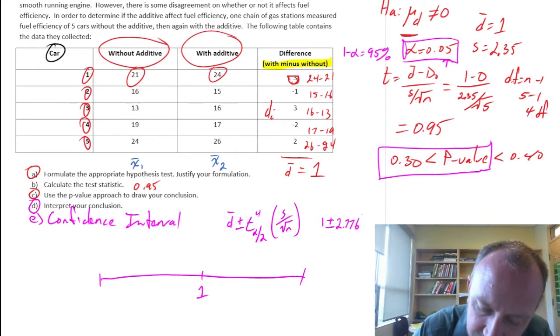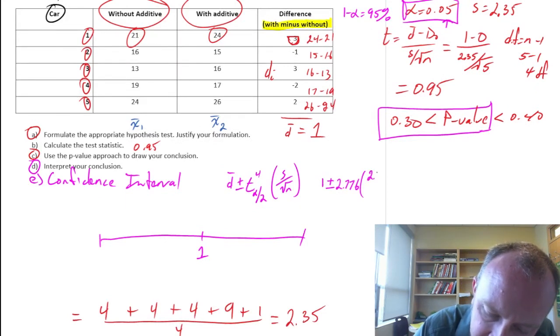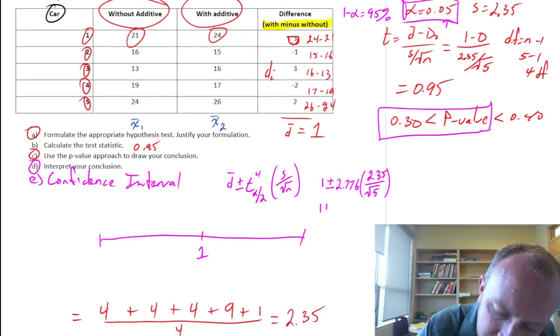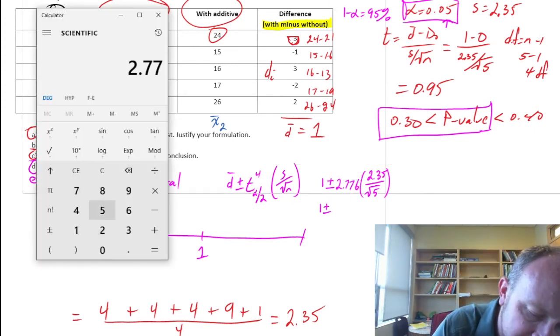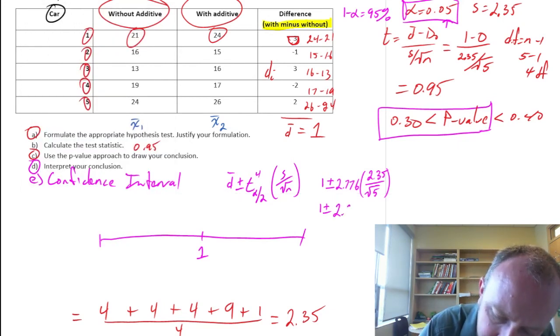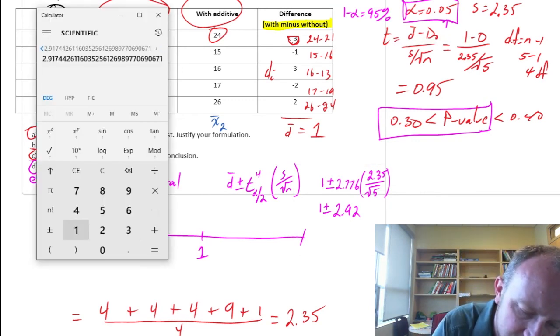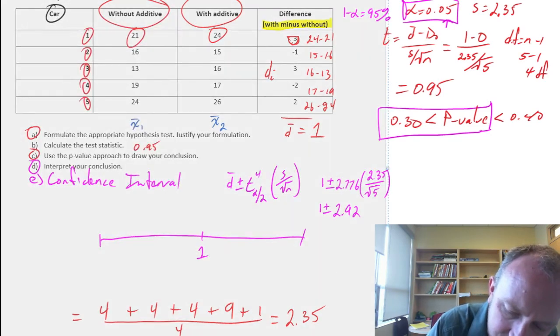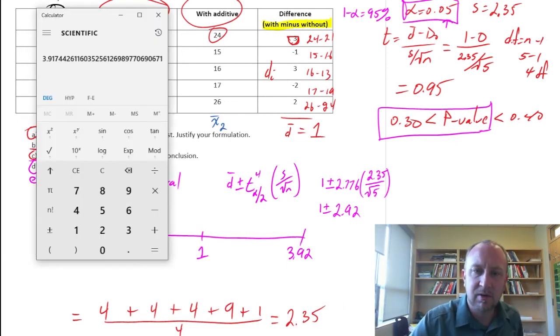So this is 2.776 times, I'm going to run out of space there, times our standard deviation, 2.35 divided by the square root of 5. So this is 1 plus or minus, let's get that margin of error, 2.776 times 2.35 divided by root 5. 2.92. Okay, so we can get our upper limit, so add that to 1, 3.92, and finally our lower limit.